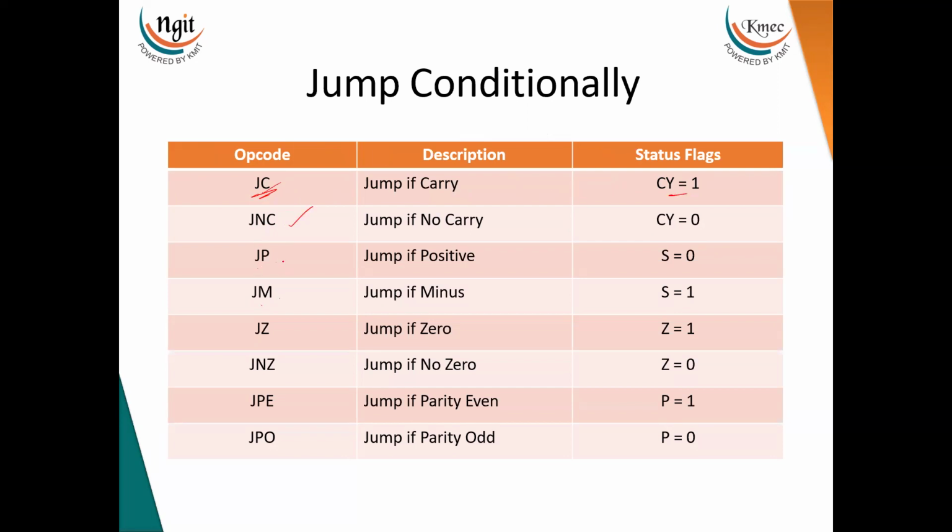Jump positive, jump minus will use the sign flag. Jump zero, jump not zero will use the zero flag. Jump parity even, jump parity odd will use the parity flag. Depending upon the flags, we can use the jump instructions. So these are most important. We are going to use these instructions frequently.